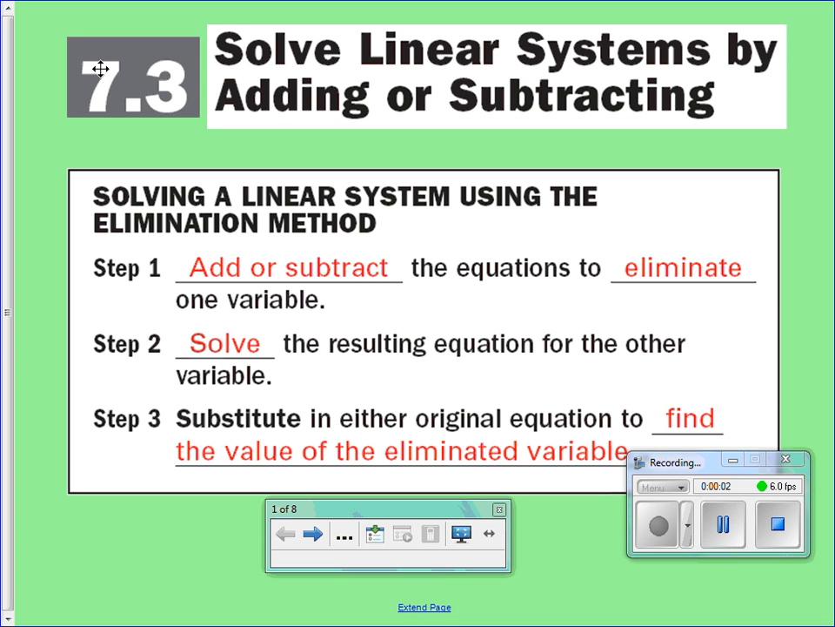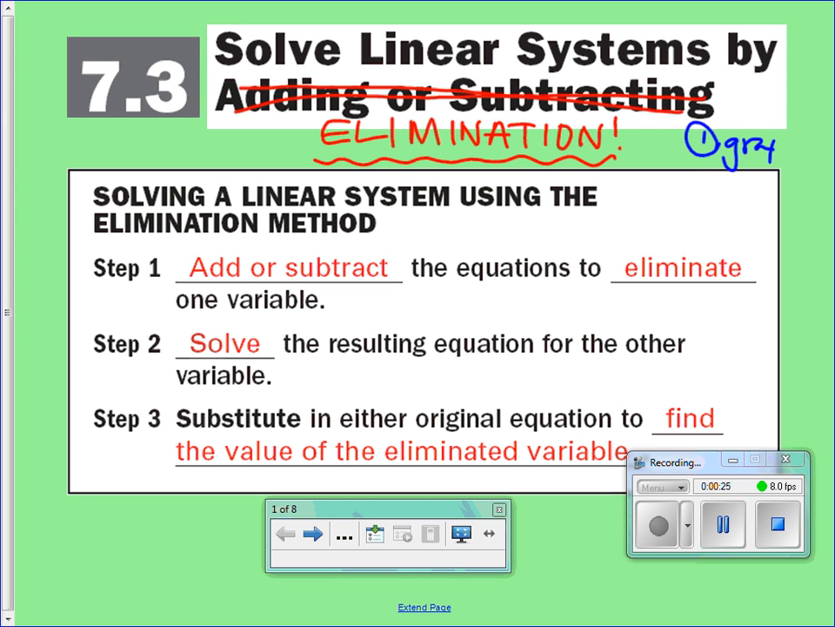This is 7.3, solving linear systems by adding or subtracting. This method is actually called elimination, and that is exactly what you're going to end up doing. You're going to end up eliminating one of the variables. So you have learned, this is going to be your third method.